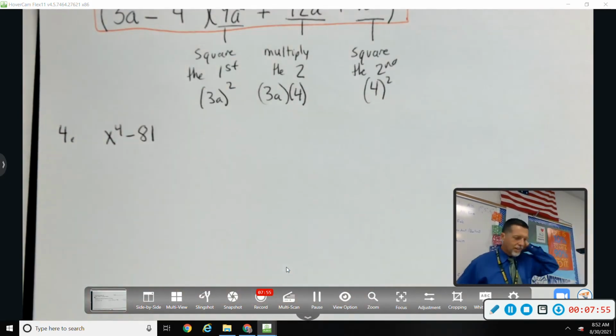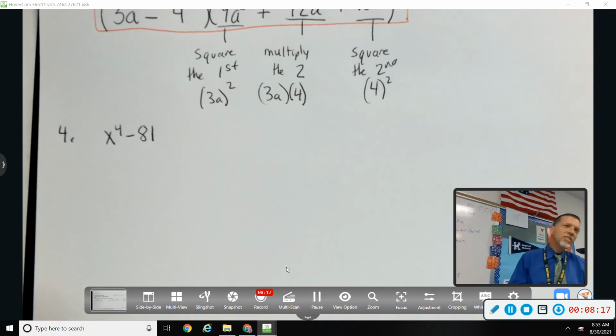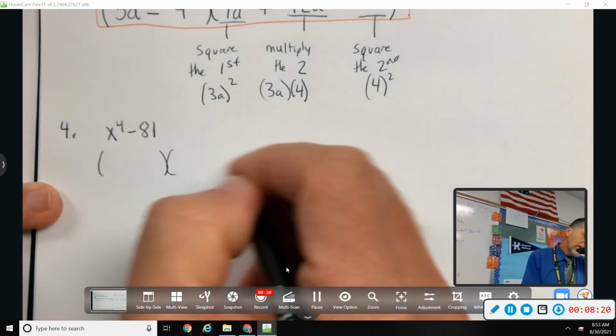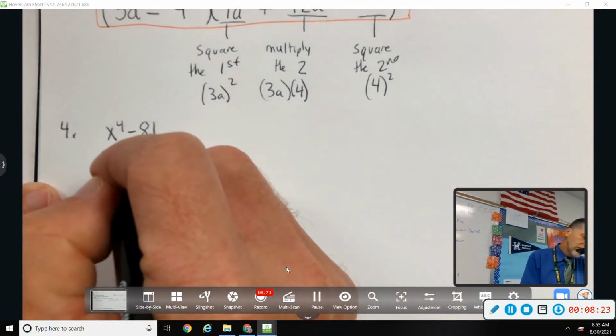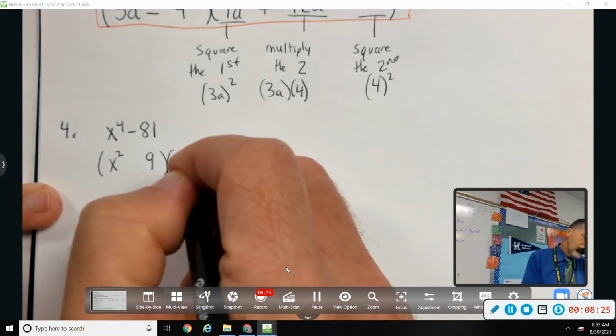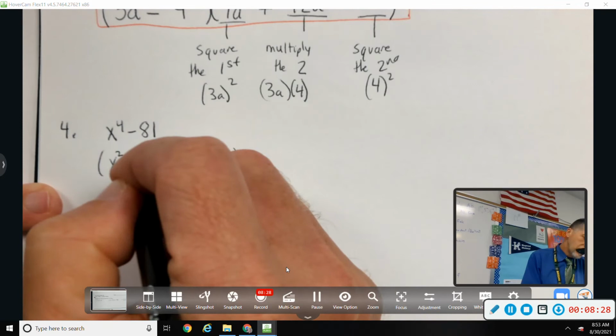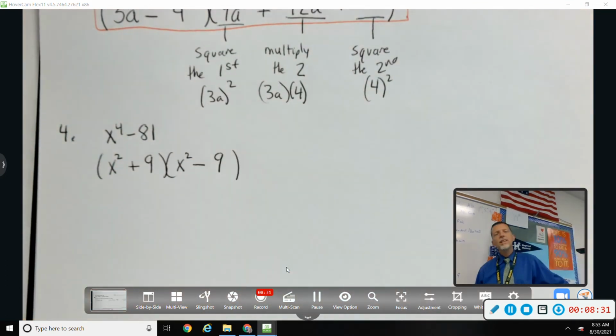x to the fourth minus 81. 81 does have a fourth root, but we don't have a method for factoring fourth roots. So, are they both squares? Yes. So how do we factor a difference of squares? You just take the square root. So x squared plus 9, x squared minus 9.